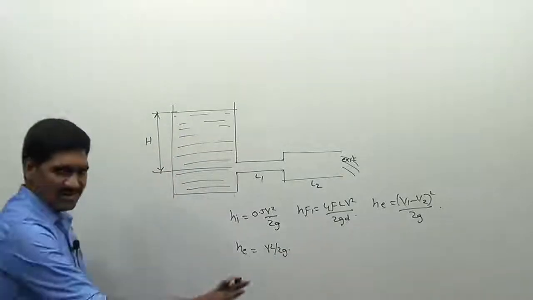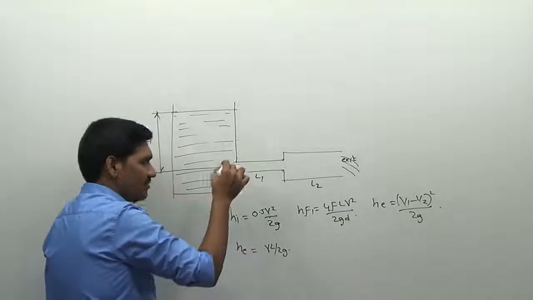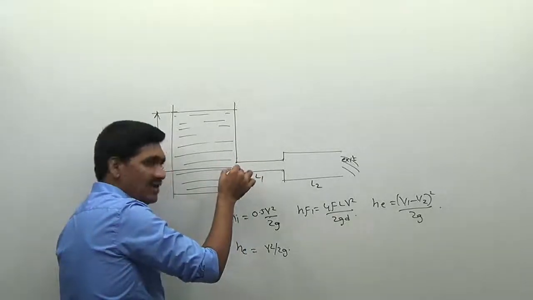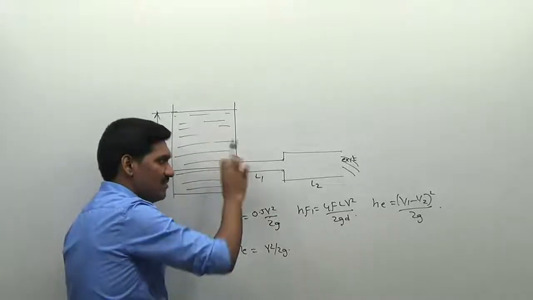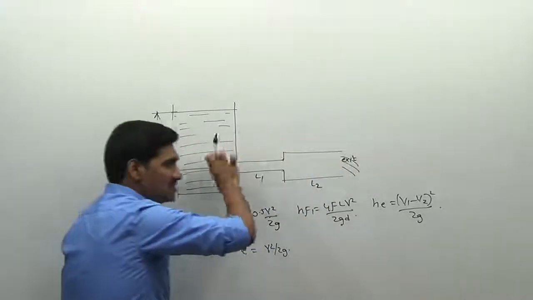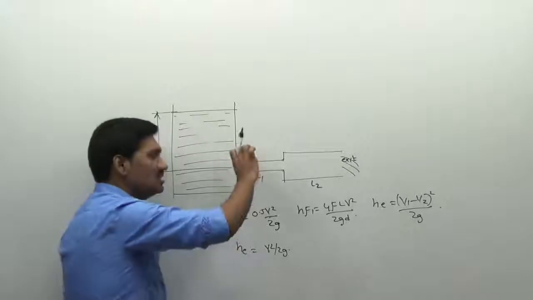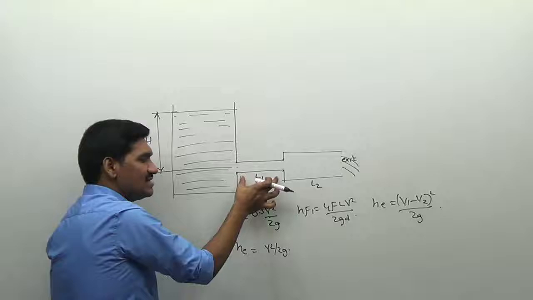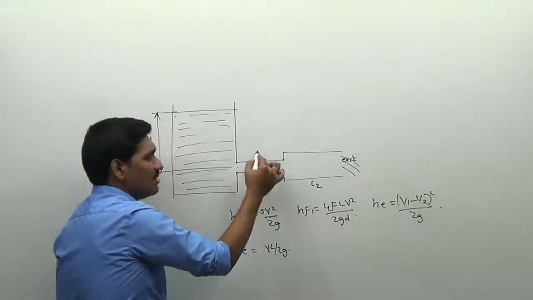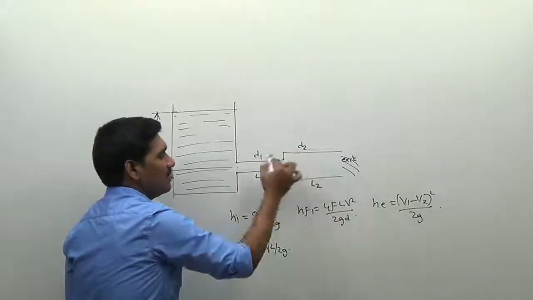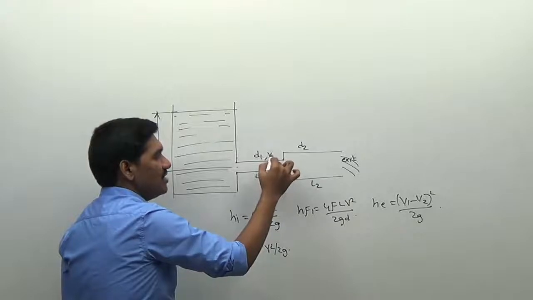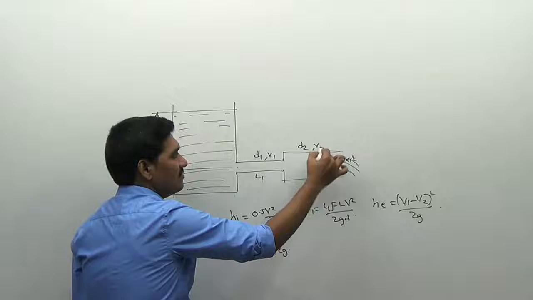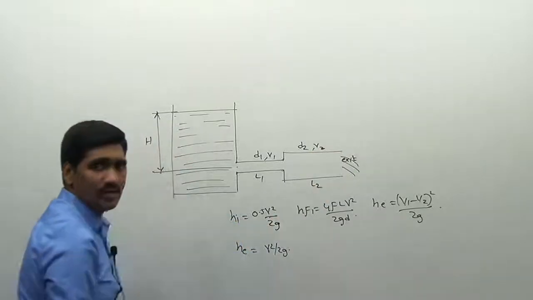Now I will tell once again. This is the starting position of the liquid, the point where the liquid enters into the pipeline. This is the total pipeline, and it has two sections, with length L1 and length L2. Length L1 has a diameter D1 and length L2 has a diameter D2. The velocity of the fluid flowing in length L1 is V1, and in length L2 it is V2.